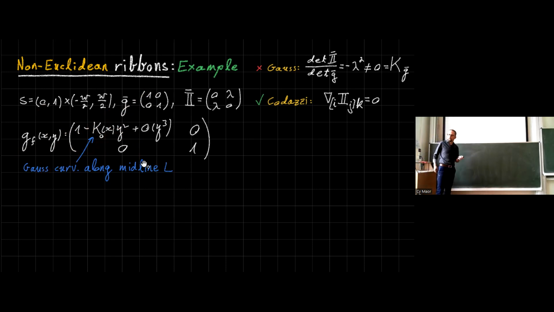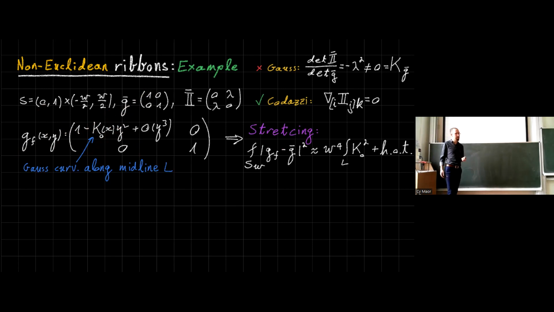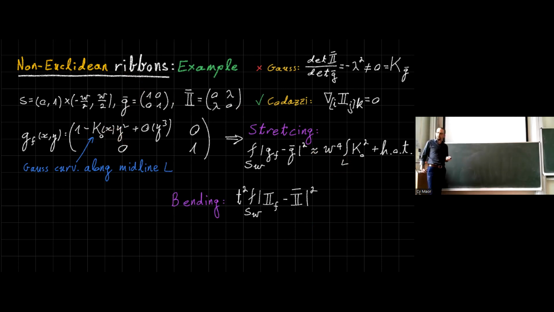Okay, and now if you write the stretching energy that we had before and just plug in this G_F, then you get that your stretching energy behaves like w to the 4th power, because of this y squared, times the integral of this Gaussian curvature squared plus higher order terms. The bending remains the same. It's the integral of the difference between the second fundamental forms times t squared.